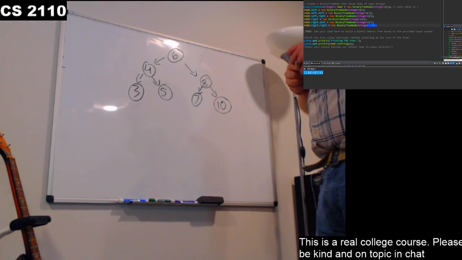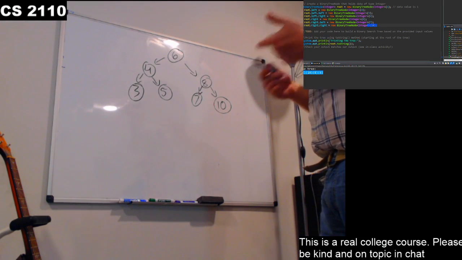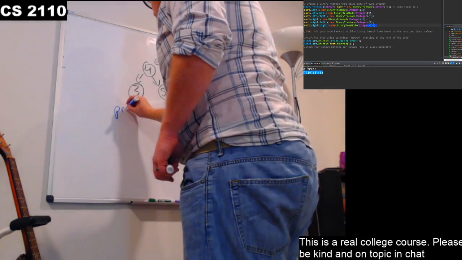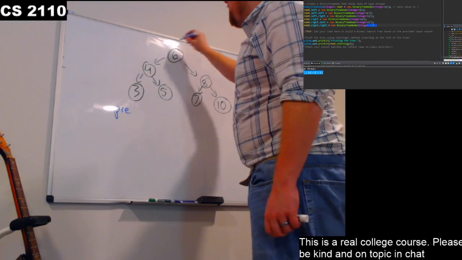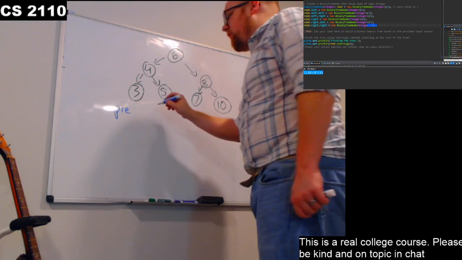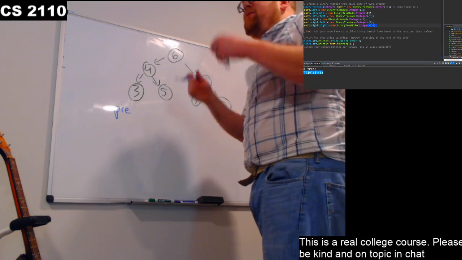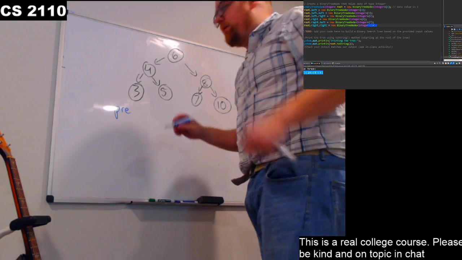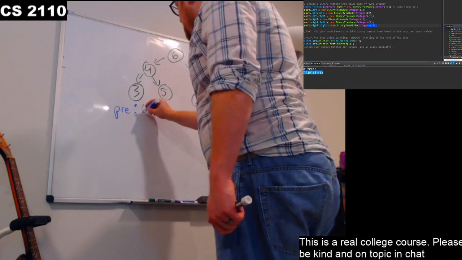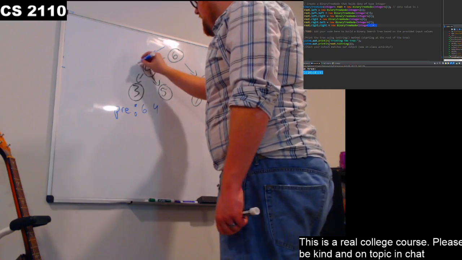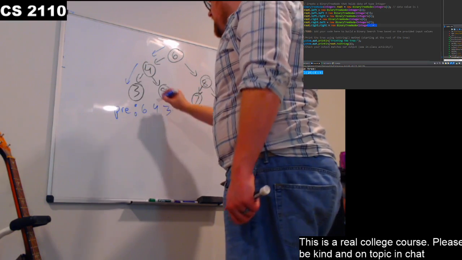So here's what I mean, for example, with a pre-order traversal. I'm going to use pre-order in blue. The idea of a pre-order is I start at the root, like all traversals, and the first thing I do is I visit the root. Let's say when we visit, we print. You can do other things when you visit, but for now we're just printing. So pre-order is going to be 6, and then I go down the left, and I visit 4, and then I go down the left, and I visit 3.